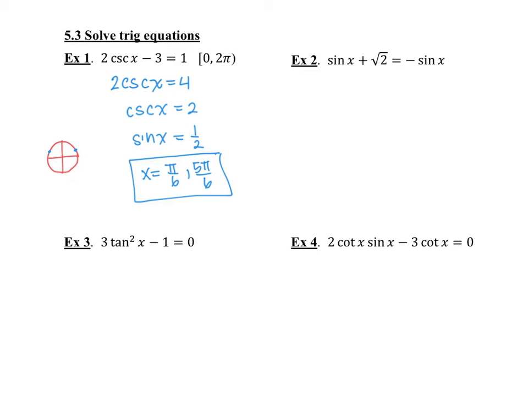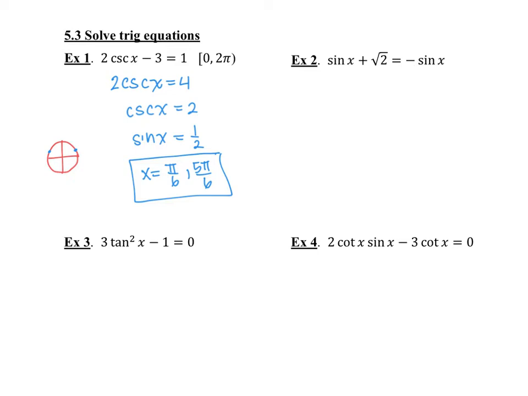Example 2 will be very similar, except there's no restriction that it has to be between 0 and 2 pi. So we have to include all possible answers. But I am going to try to isolate the sine x.